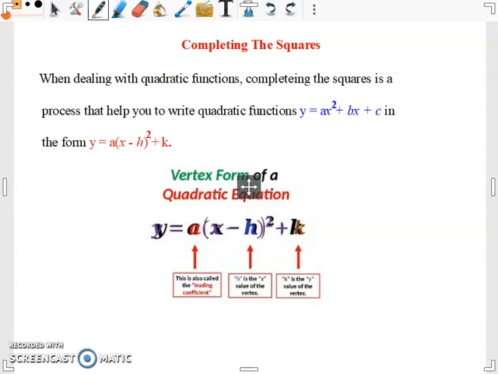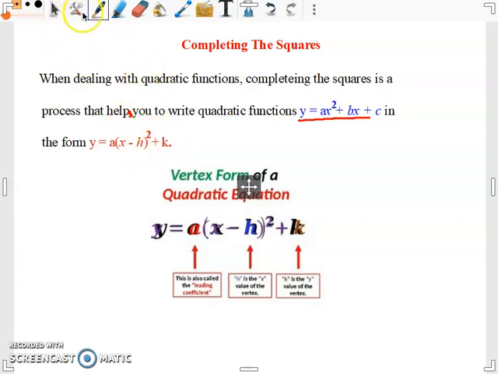So for this video, we'll be looking at completing the squares. When dealing with quadratic functions, completing the squares is a process that helps you to write quadratic functions in the form y equal a open bracket x minus h all square plus k.